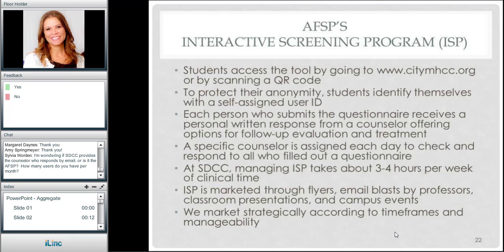For us, it's about 3 to 4 hours of clinical time each week, and we really do market it strategically. So in the beginning of the semester, we'll push it a lot, and then if it gets to be too much, like if we can't handle all of the responses, we'll cut back on how much we market it.